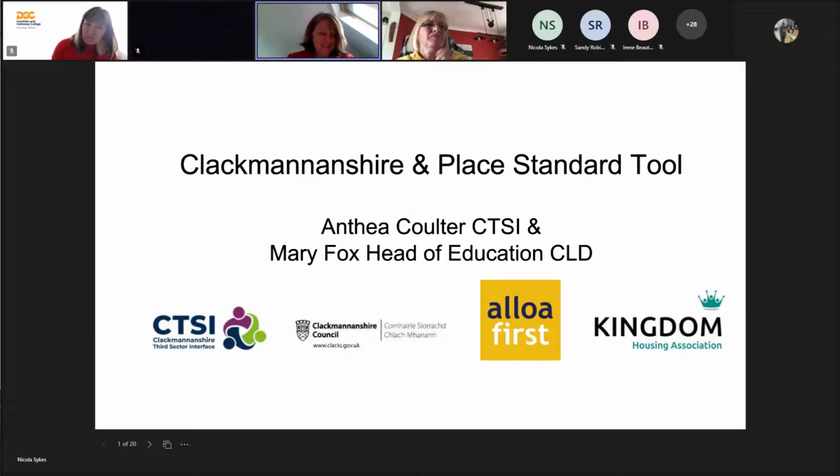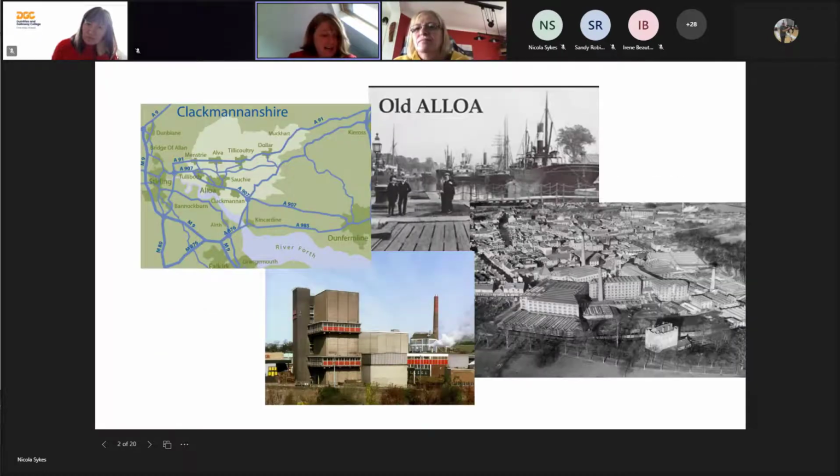These are some of the partners. So our focus today is mainly on Alloa. For those of you who don't know about Alloa, it's central Scotland. We're on the north side of the River Forth. It's a population of around 20,000, the largest town in Clackmannanshire.